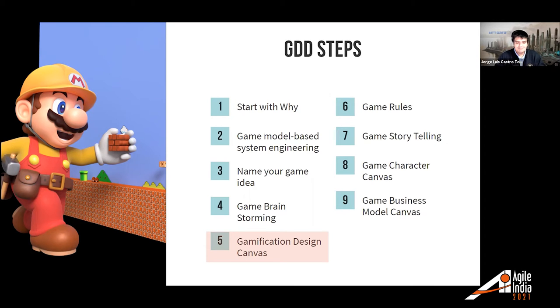And number 9 is the business part, right? Because at the end, this framework is going to propose an idea of a game that, of course, needs some resources to make it real. So you need to get some budget support or something like that. So step number 9 is the game business model canvas, which is basically a business model canvas to support your game idea and prepare it to sell to your managers, to get their support. Basically, that is number 9. Okay, that is the framework in just 1 minute.